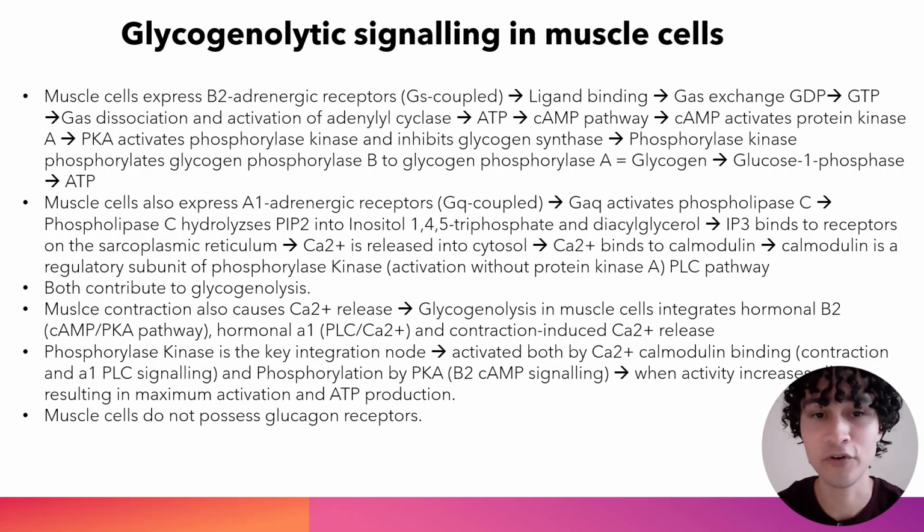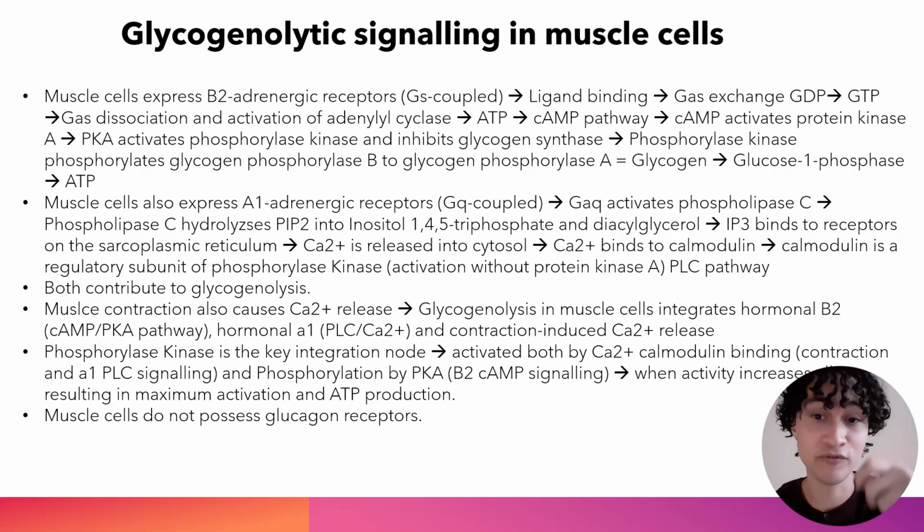Now, phosphorylase kinase also inhibits glycogen synthase by phosphorylation, and that's really important to understand, to prevent futile cycling. Obviously, the goal now is to break glycogen down, not to build glycogen up. So glycogen synthase is not needed, and to prevent it from going back on itself, it's also inhibited by phosphorylase kinase.